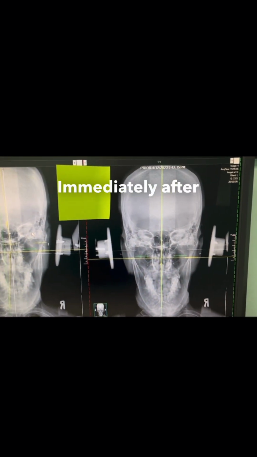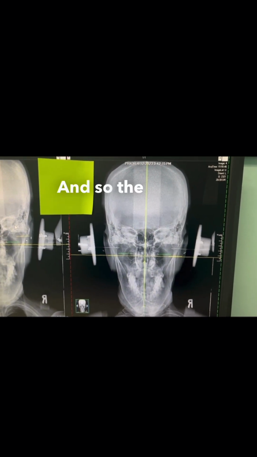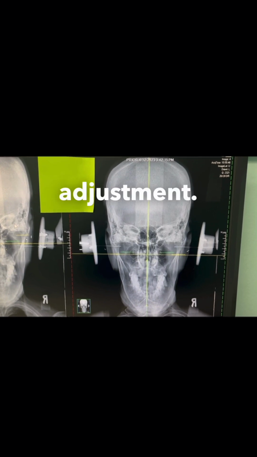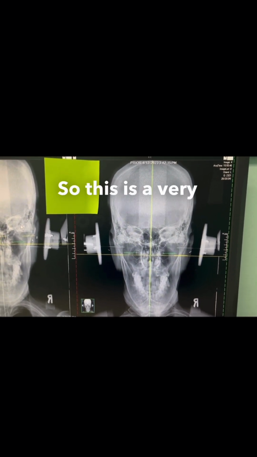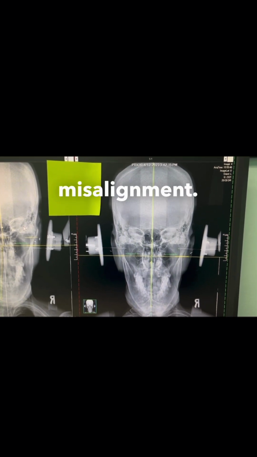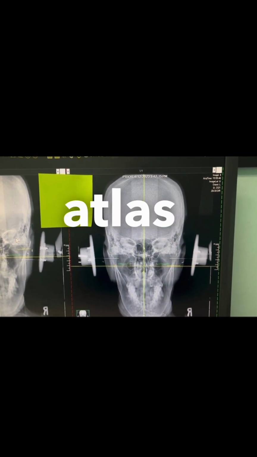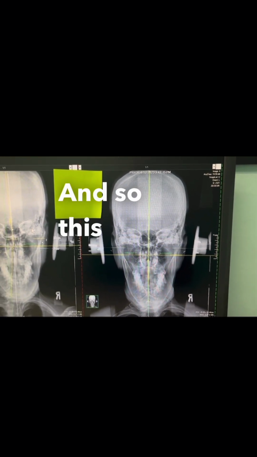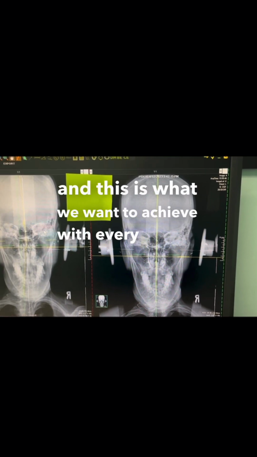Immediately after the adjustment, we're going to take a post x-ray. And so the image here on the right is the same individual less than a week later after their very first adjustment. And you can see the lines look very symmetrical. So this is a very good correction of that misalignment. The head is perfectly centered over the neck, and the atlas is balanced in the center as well.